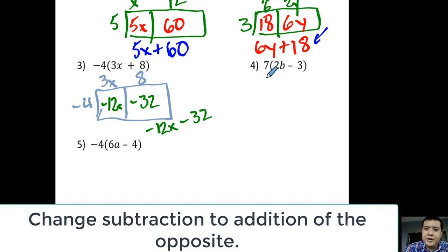Here for this expression right here, we have a subtraction sign. So what we're first going to do is rewrite this with addition of the opposite, meaning that we're going to change this subtraction sign into an addition sign and change the second number, the number behind it, into its opposite. So we're going to rewrite this one as 7, 2b plus -3 in parentheses.